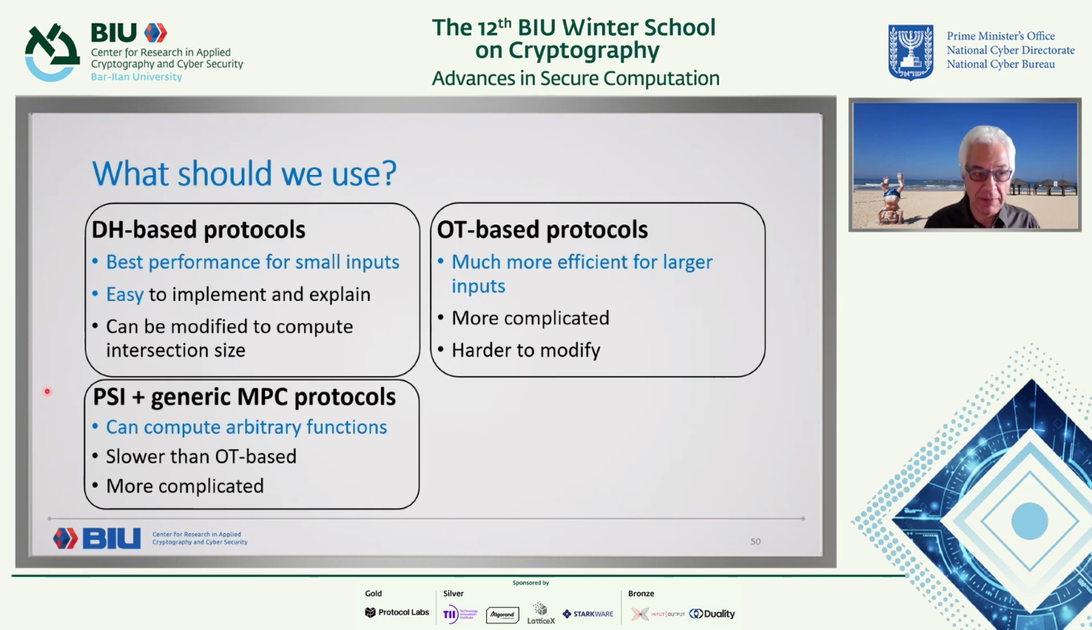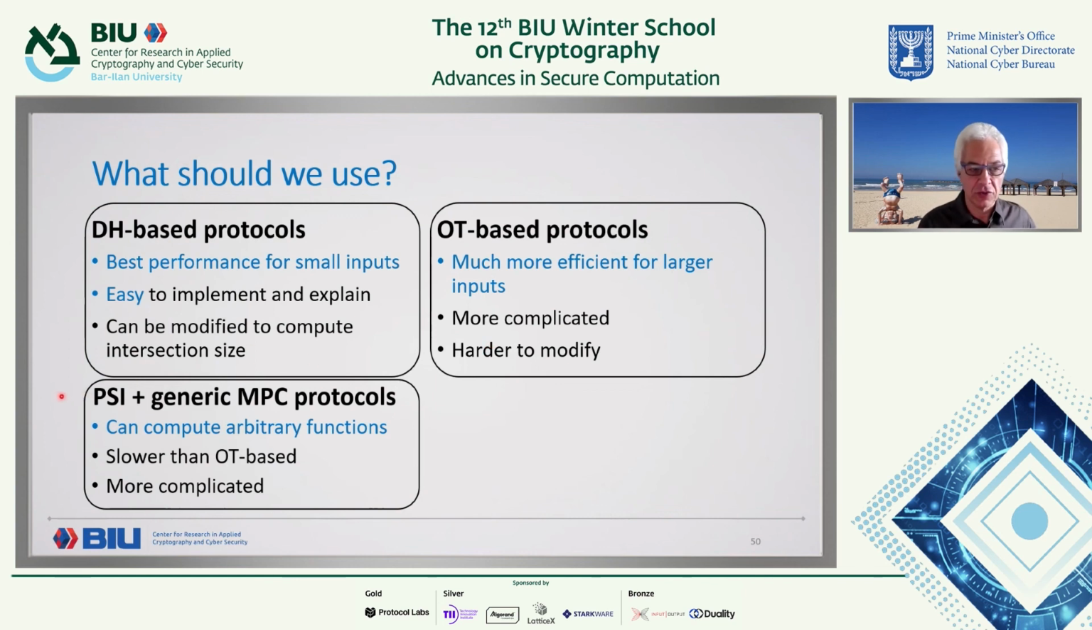So to sum up, what should you use? The Diffie-Hellman-based protocols, the blue ones, are good. They have the best performance for small inputs. They are very easy to implement and explain. You can modify them to compute the intersection size very easily, but not to do many other things. The Oblivious transfer-based protocols are much more efficient for larger inputs, by orders of magnitude, but they're more complicated and harder to modify.